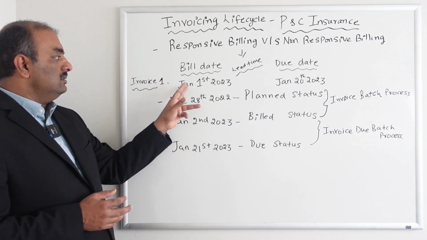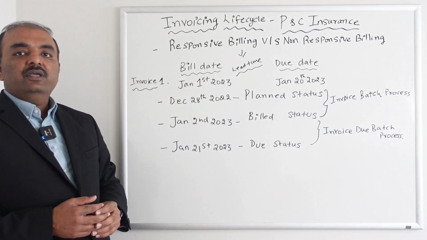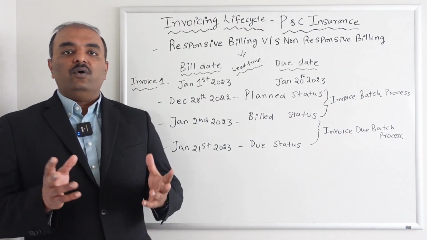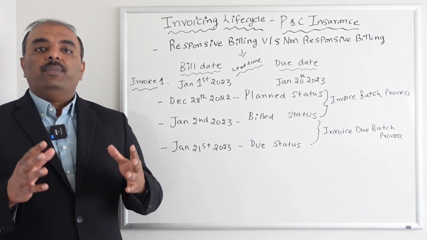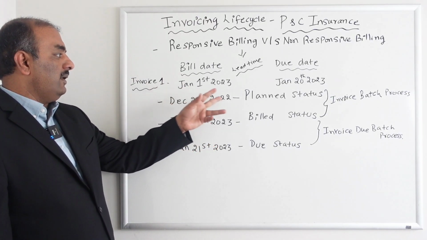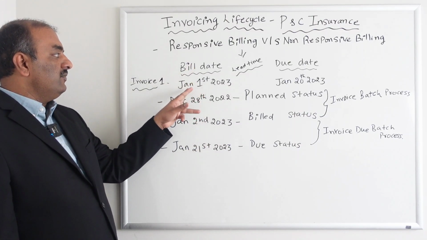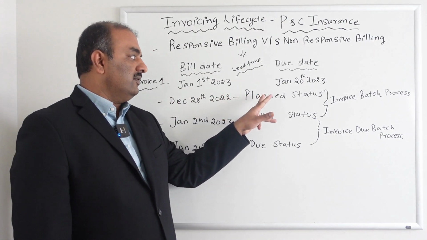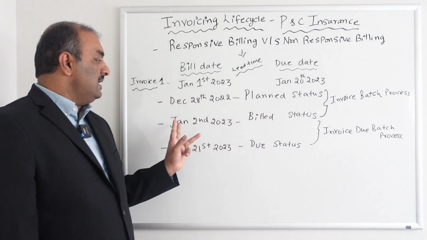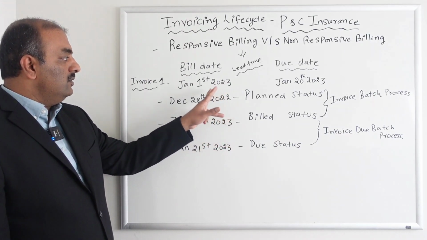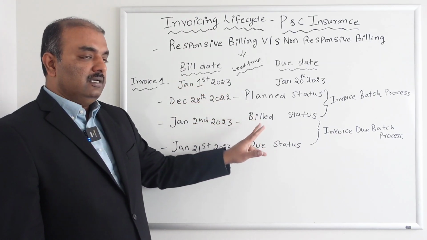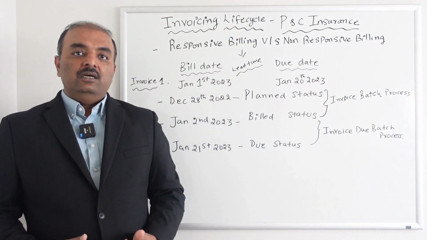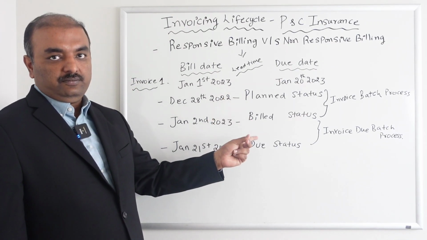Now, on January 1st, 2023, we have an invoice batch which runs and looks for any invoices which have planned status. In this case, this invoice will be in planned status. Because the bill date falls on January 1st, 2023, this invoice will change the status from planned to billed. So if you go on January 2nd, 2023, you will see the invoice status as billed. How is it going to happen? This batch process, which runs on a daily basis, will convert the status from planned to billed.